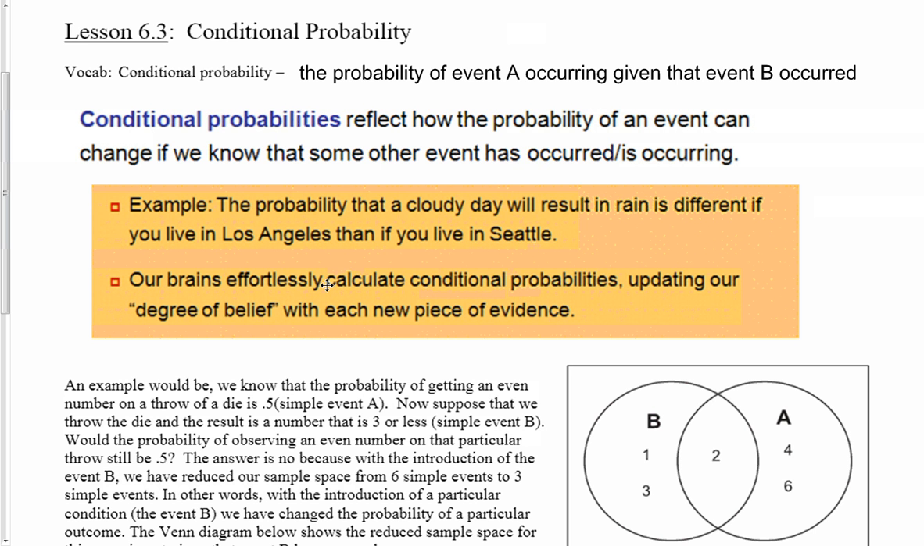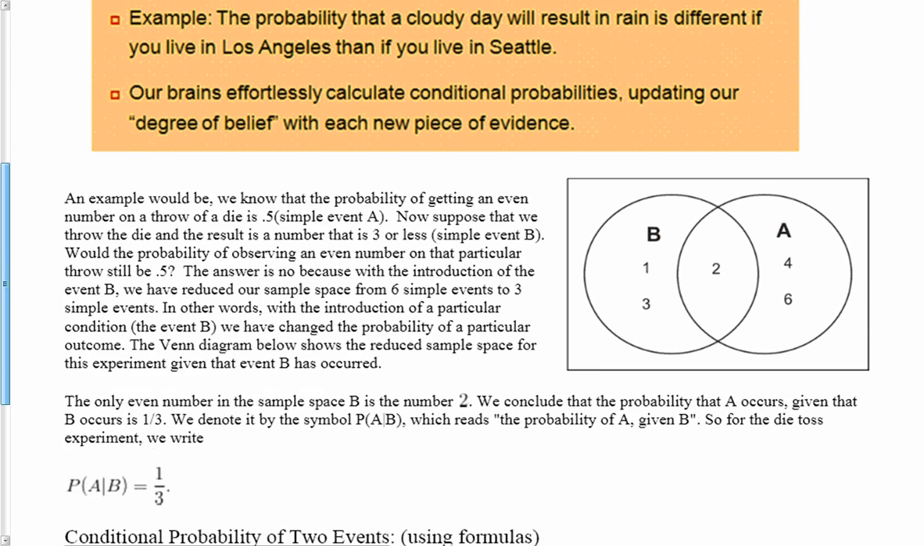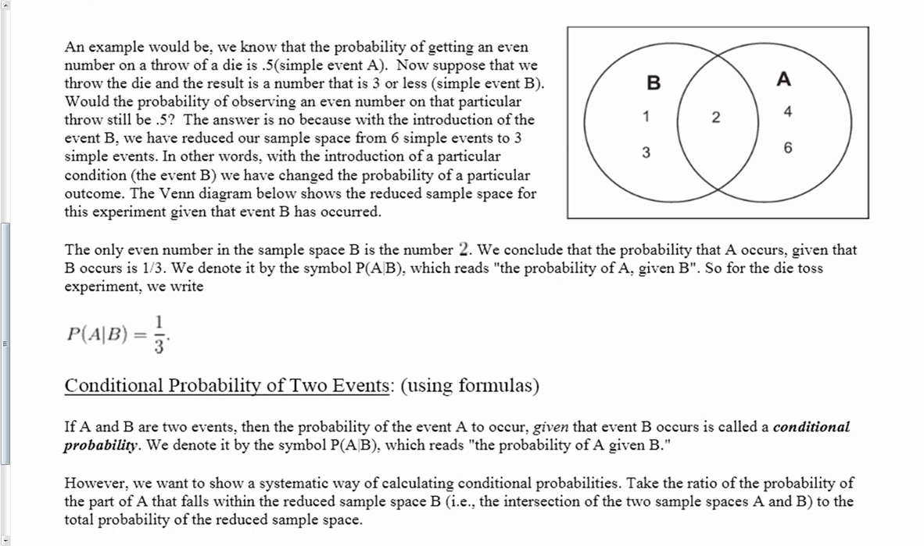Our brains on a typical day calculate this type of thing all the time. Given evidence of some sort, your brain helps translate that and says how much do you believe that a certain event will occur given all the other information that you have. So let's take a look at a more concrete example.